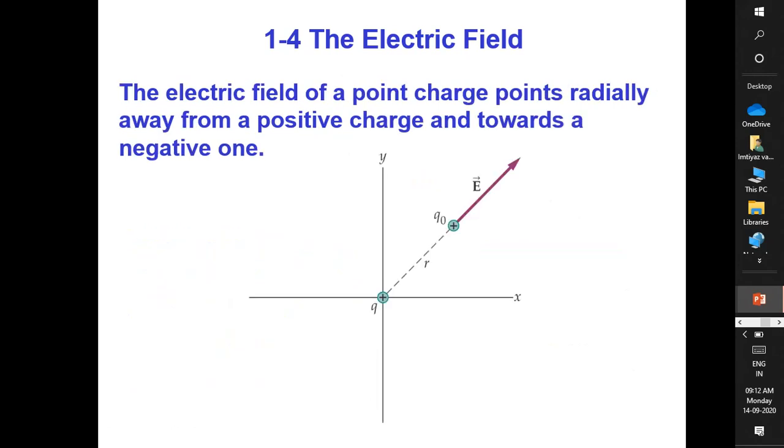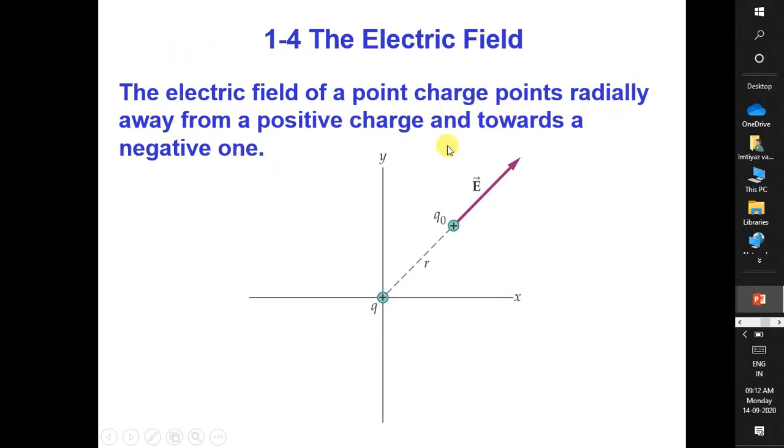Now see here, the electric field of a point charge points radially away from a positive charge and towards a negative one. See here it is a positive charge, so the field goes away from it, toward the negative charge direction. So the electric field of a point charge points radially away from the positive charge.